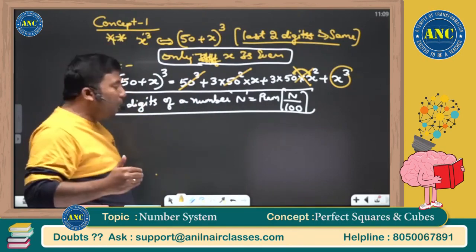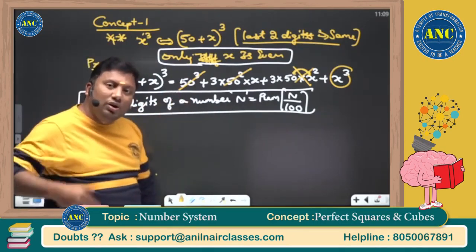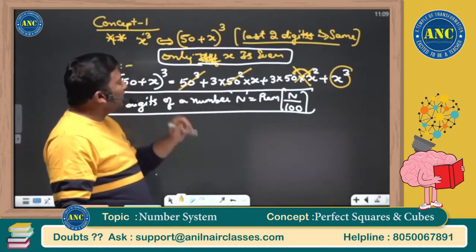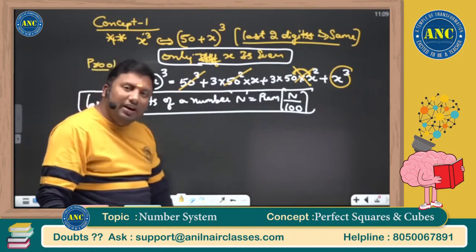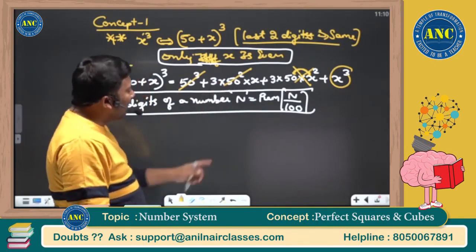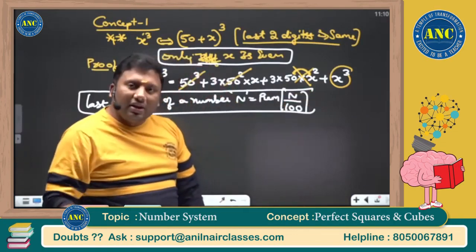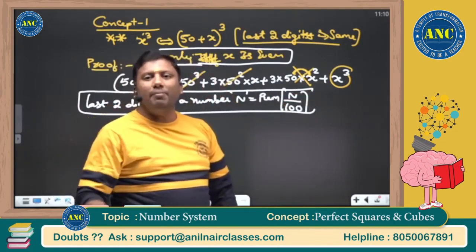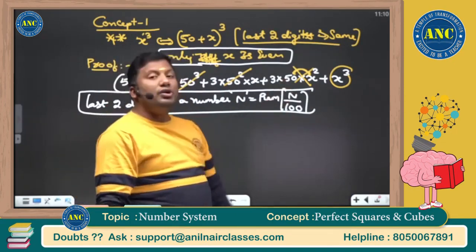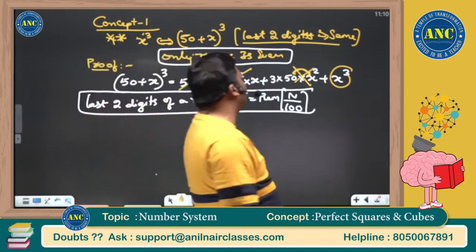Again, I am repeating the proof. 50 cube is 125 into 10 cube, and 10 cube is anyway divisible by 100. So the first term is divisible. 50 square is 25 into 10 square, which is divisible by 100. Because x is even here, even number squared gives 4. An even number is of the form 2k, and 2k whole square is 4k square. 4 into 50 is divisible by 100. What is remaining? x cube.